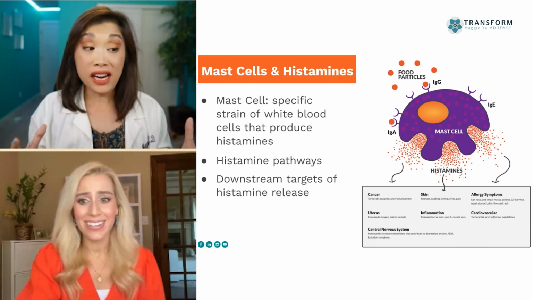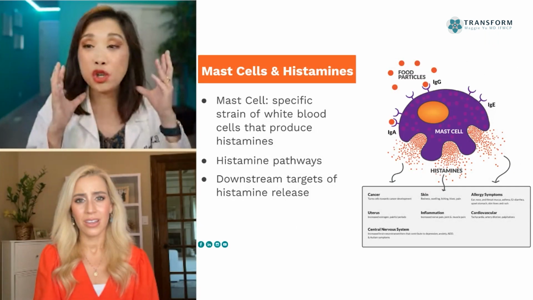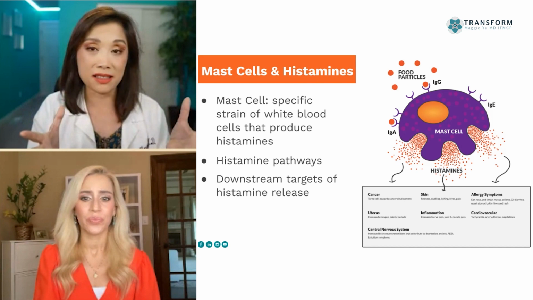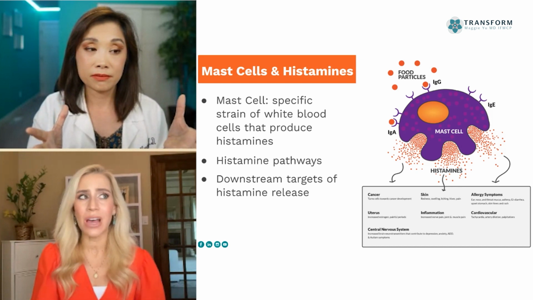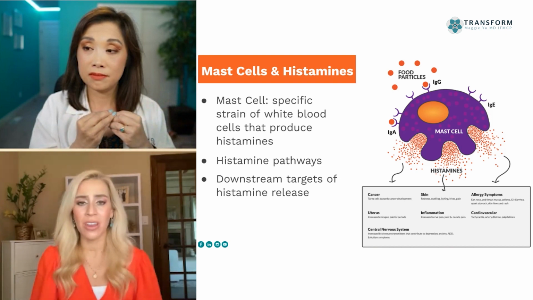Correct. And finally, we have two other pathways. The uterus here is really signifying that we already have data, scientific research papers, that actually show that histamine can alter the amount of estrogen circulating in the uterus, causing painful periods. So, did you know the histamine pathway can interfere with your hormonal production and breakdown pathways, worsening hormonal imbalance? This really sounds to me, Dr. Maggie, like it can touch every aspect of your body.